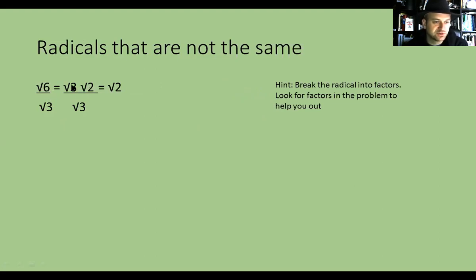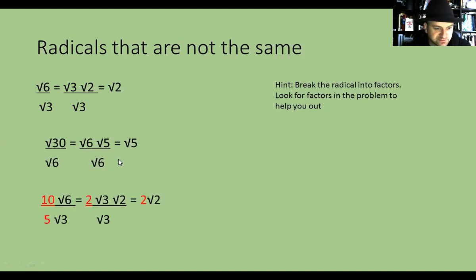So we break up the square root of 6 into the square root of 3 and the square root of 2. And the reason we do that is that it now allows us to cancel out these two square roots, leaving us only with the square root of 2. Okay, so again, step 1, does the square root of 6 go into the square root of 30? Yes, so it'd be 6 times 5. The square roots of 6 will cancel out, leaving you only with the square root of 5.